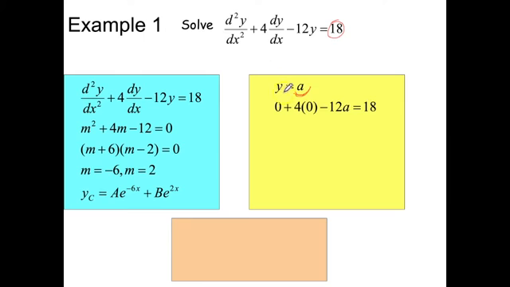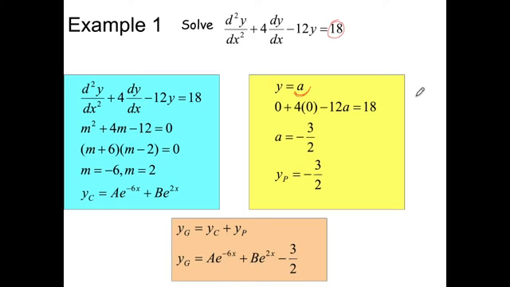When you differentiate y the first time, you get 0. Y prime will be 0, or dy dx will be 0, and d squared y over dx squared will be 0. So you have 0 plus 0 minus 12 times a should be equal to 18. And so your a should be negative 3 over 2. Therefore, your particular integral is y equal negative 3 over 2. And so your solution should be the complementary function plus the particular integral. So it will be this part plus that part.